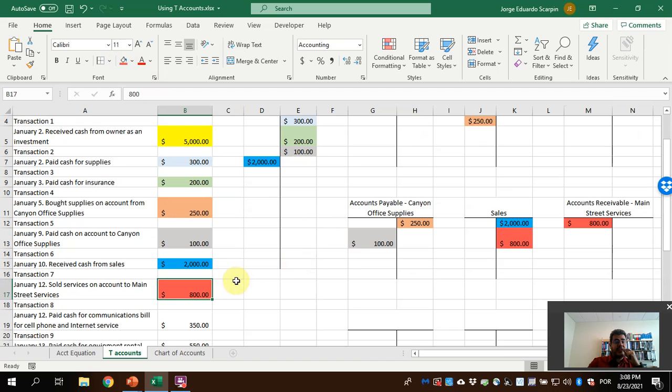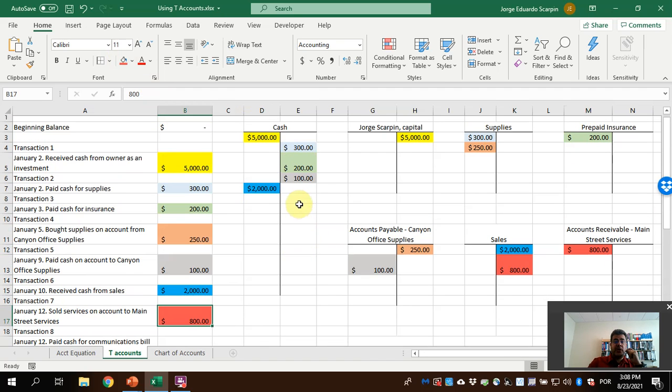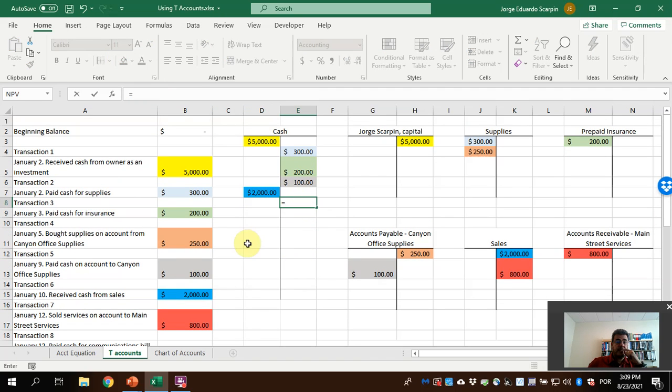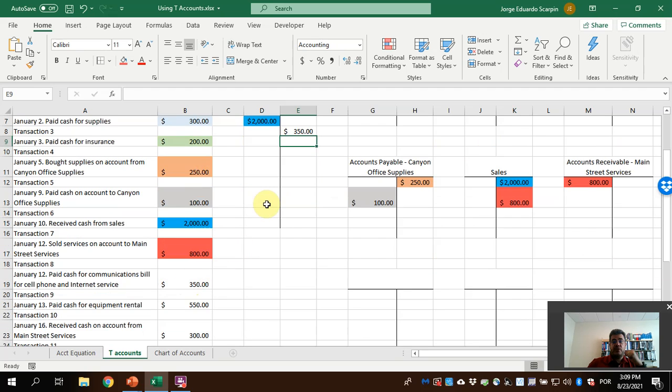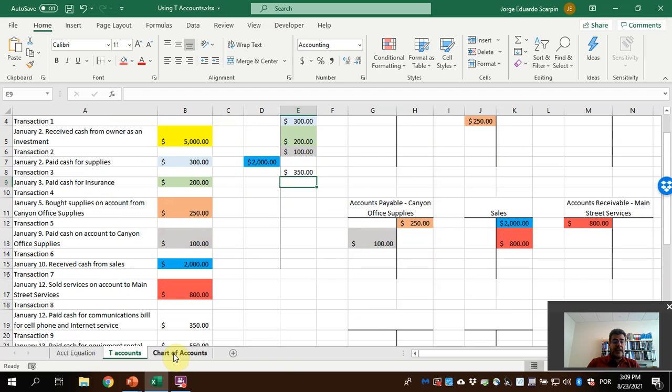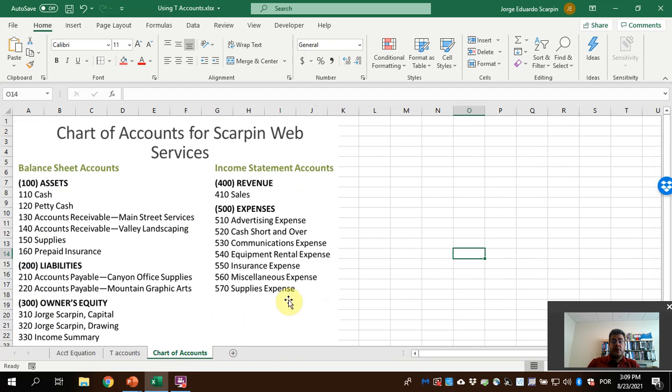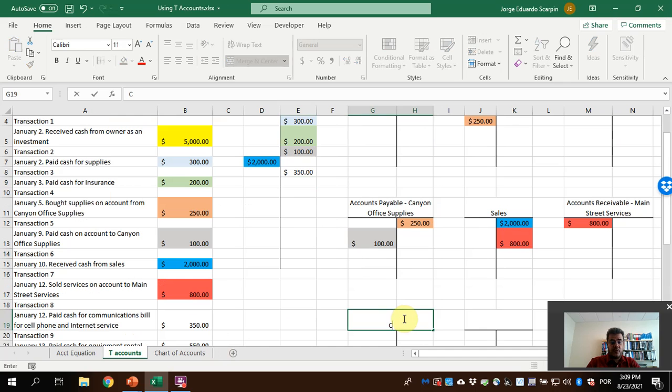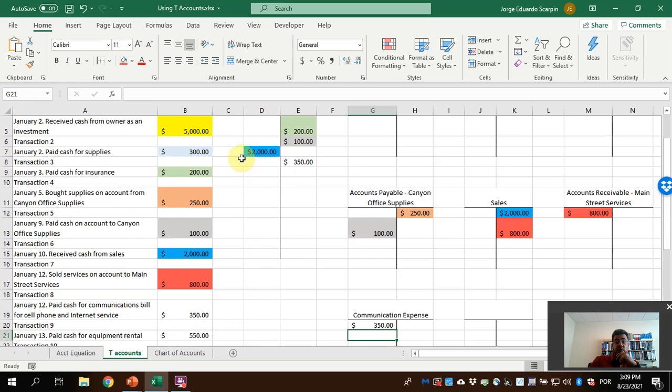And pay the cash for communications bill. So paying cash, credit cash, 350. Communication bill, it is an expense. What do we have? Communication expense. So communication expense. And it is decreasing our equity. So it is also a debit.